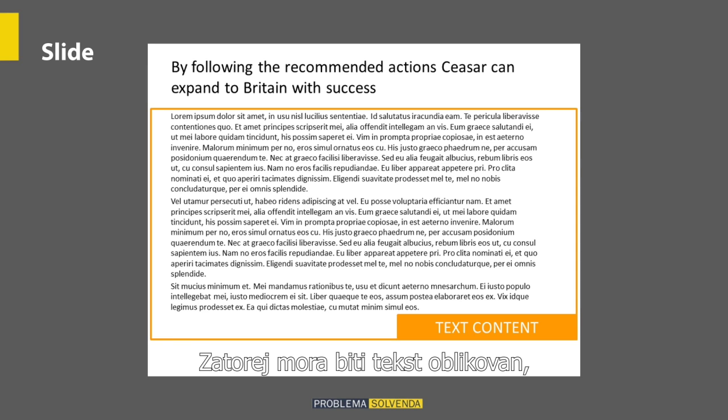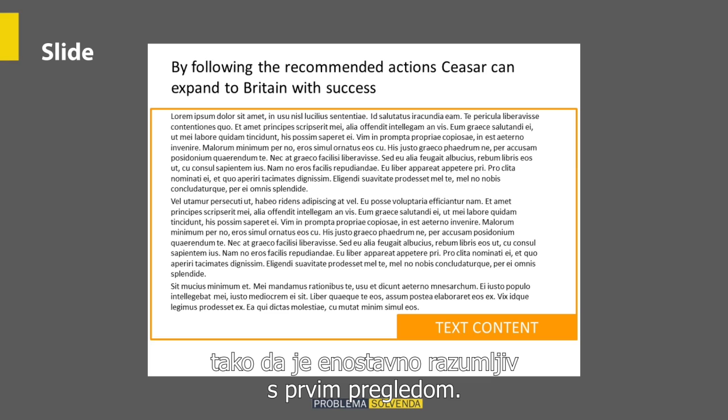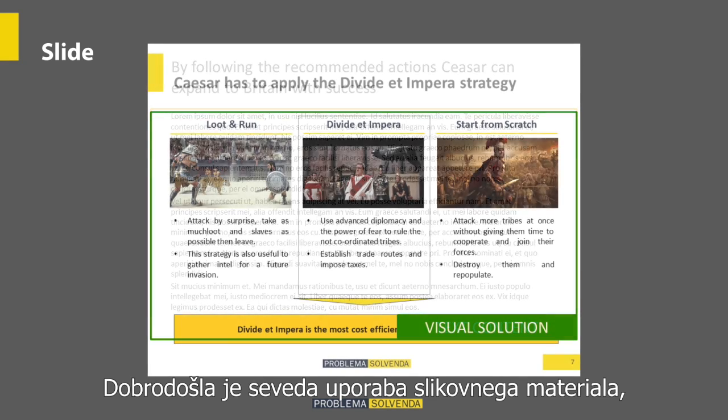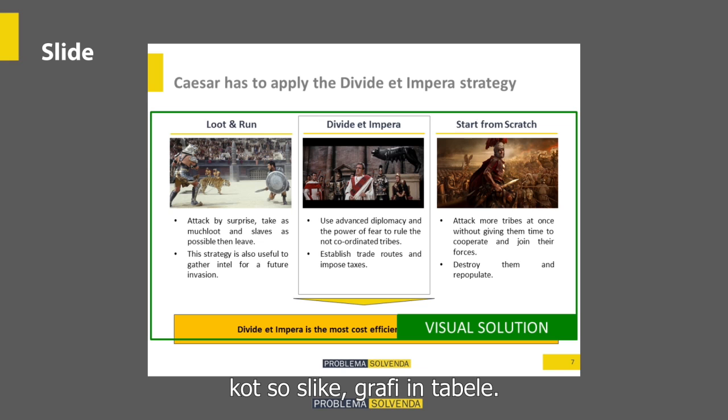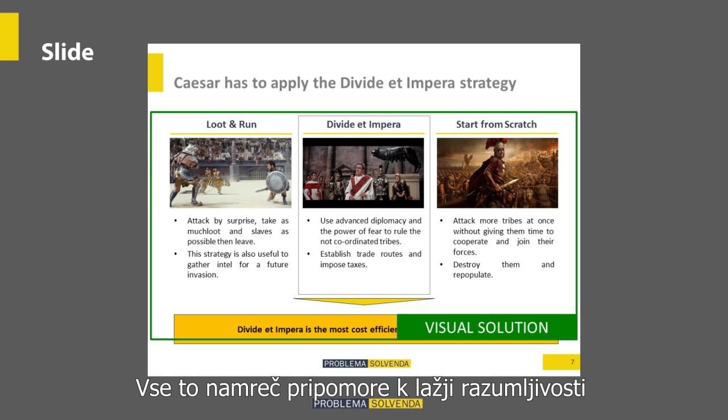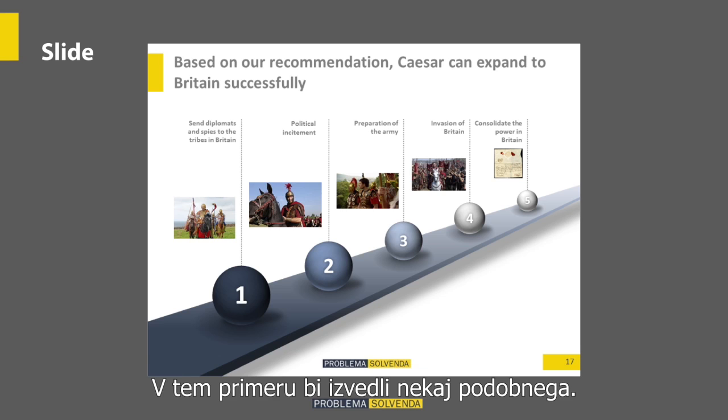The text has to be formatted in a way that is clearly understandable after the first look. Feel free to use visual solutions such as pictures, graphs, and tables. All of these help to understand the slide. Besides that, they improve the appearance of the slide. In that case, I will place something similar to the slide. The numbered balls show the number of the steps, and you can see from the size of them that the further steps are less certain because they are in the distant future. The steps themselves are shown by a picture and an explaining half-sentence long text.